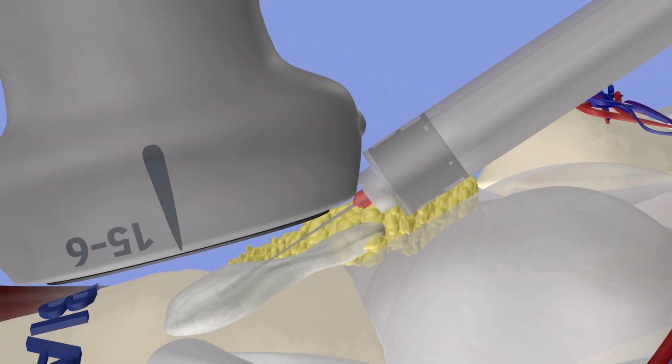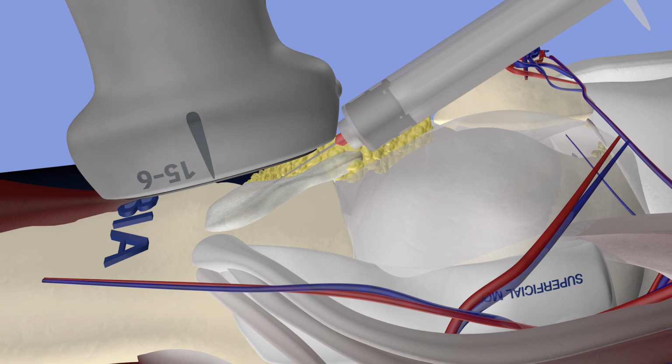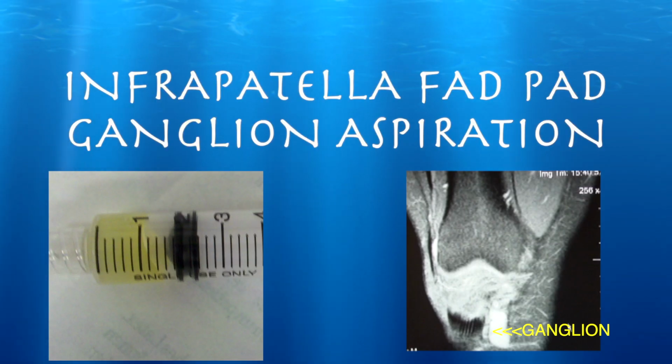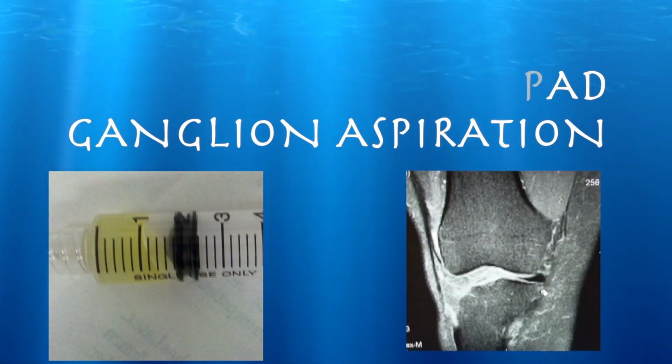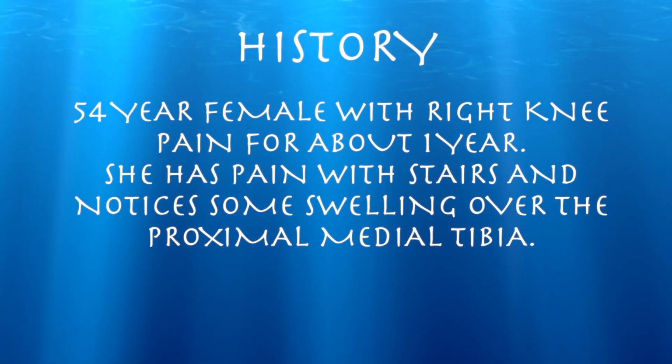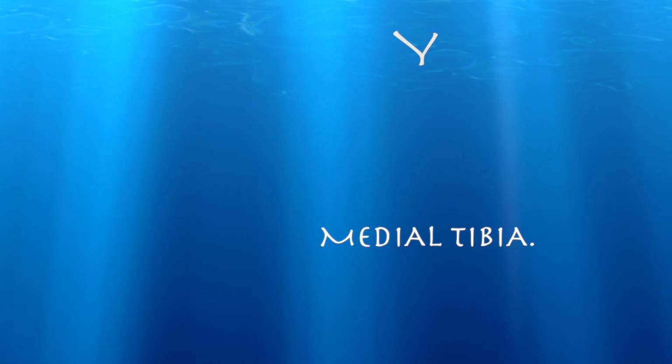And thankfully this patient had a pretty good clinical result from this procedure. This is a case of an infrapatellar fat pad ganglion aspiration. Patient is a 54-year-old female with pain in her knee for about a year. She had pain with stairs and some swelling over the proximal medial tibia.